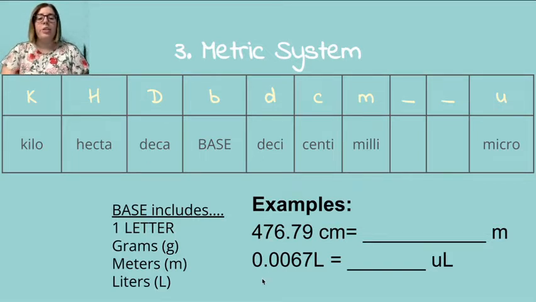Okay. I want you to try the other one by yourself. It's converting 0.0067 liters to microliters. So remember, include those spaces. And liters, you should remember, is a base unit.